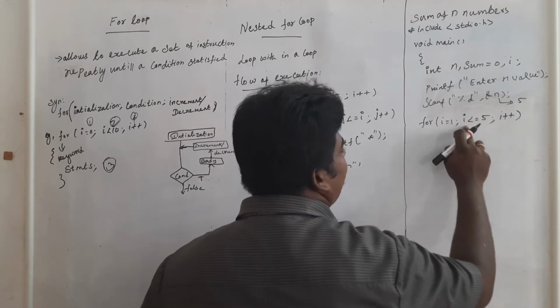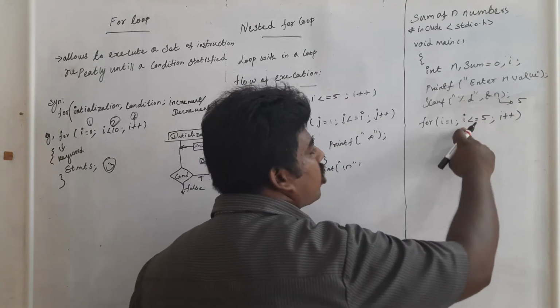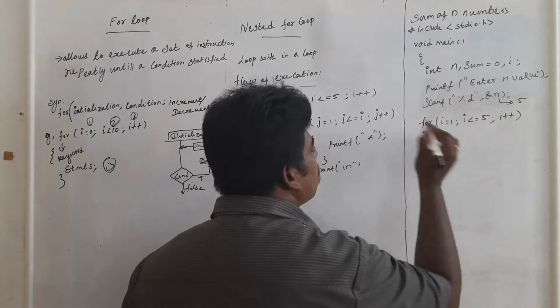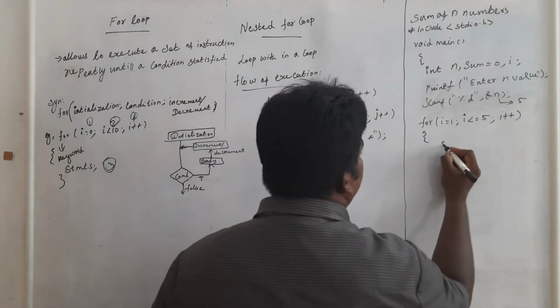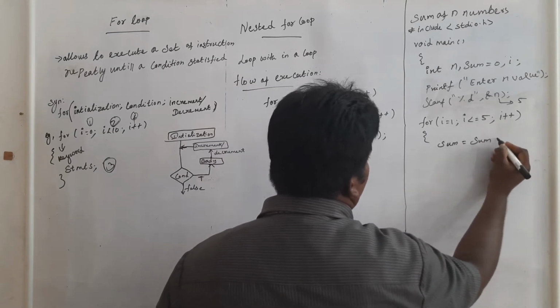Then I want to increment it here, right? The condition will fail when the i value goes beyond 5. So I am using increment. Don't put a semicolon here. Then the curly brace. Here I am adding: sum equal to sum plus i.